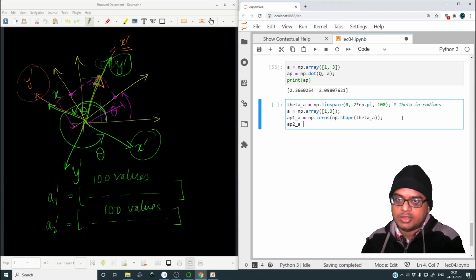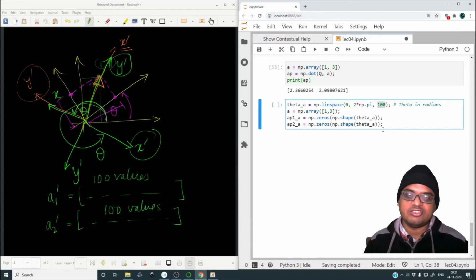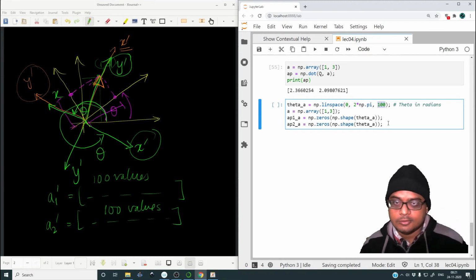Similarly, ap2 underscore a equal to np dot zeros, np dot shape theta underscore a. This ensures that if I change the number of elements in theta a, it will automatically change the number of elements in ap1a and ap2a. So I don't have to hard code the size of a prime 1a and a prime 2a. Instead, I'm querying the size from the earlier declared array of theta. So now we can go in a loop.